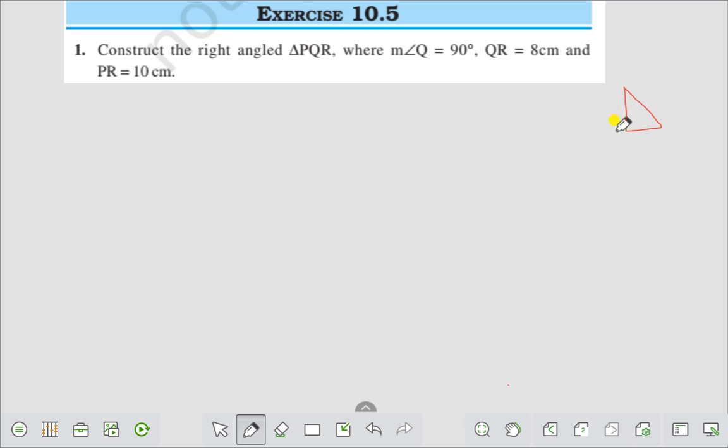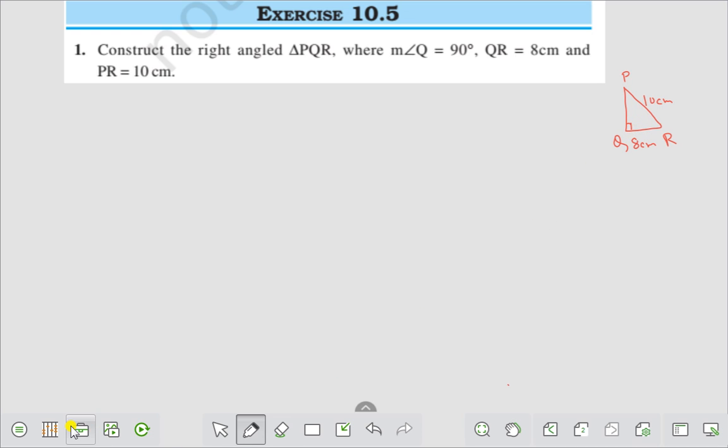PQR where Q is equal to 90 degrees. This is 90 degrees, right? And QR is 8 centimeters. And PR is 10 centimeters. Right? Let us draw the triangle. QR is equal to 8 centimeters, PR is 10 centimeters, and angle Q is equal to 90 degrees.